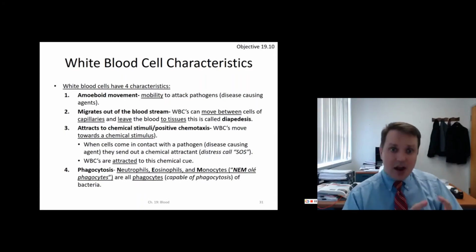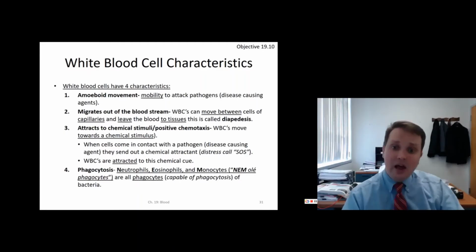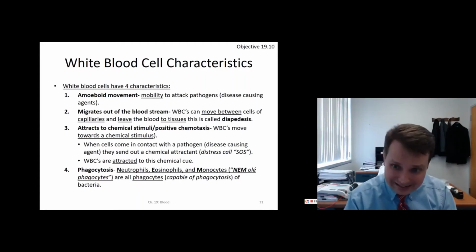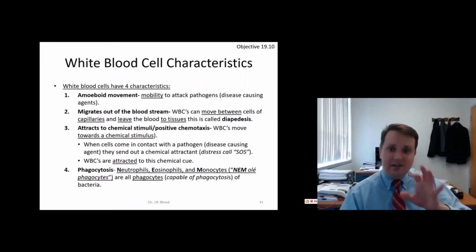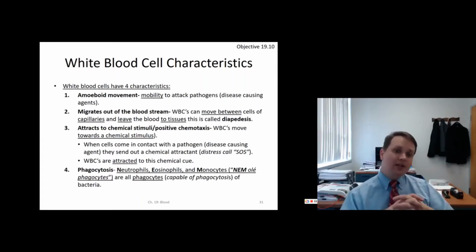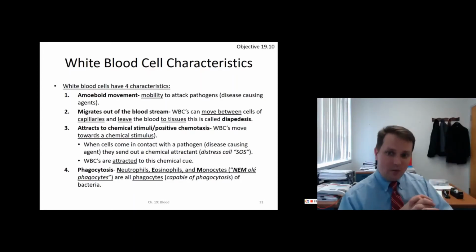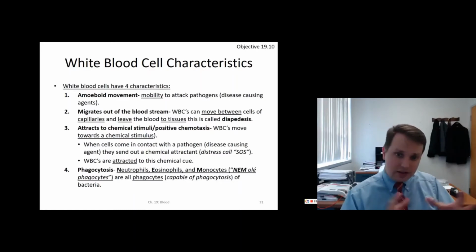Now, another thing that white blood cells can do, normal cells don't do, is they can leave the bloodstream. They can leave capillaries and go to the tissues. This is a fancy name, diapedesis. Diapedesis is basically when a white blood cell yeets out of the capillaries and goes to your tissues. They just yeet their way on out. Okay, that's the white blood cell version of yeet. Diapedesis.